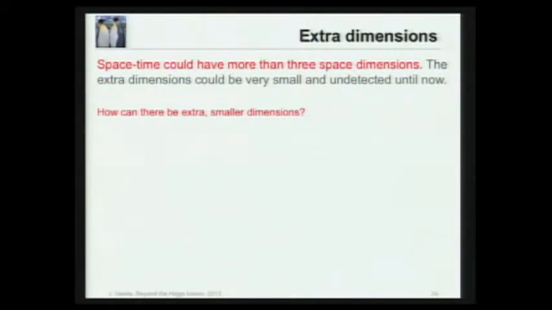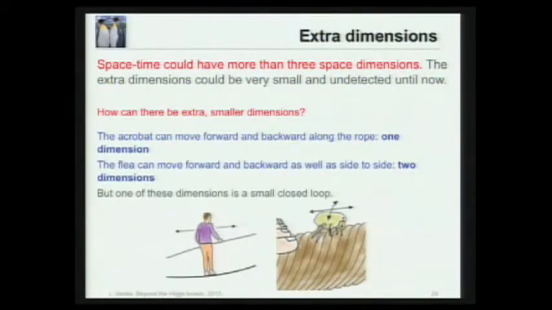Now, another type of theories that people are pursuing are these extra dimensions. Space-time could have more than three space dimensions, and these extra dimensions could be very, very small and would have remained undetected until now. Now, how can there be extra smaller dimensions? One way to understand this is these examples. This acrobat can move forward and backward along the rope. He is walking on this rope, and he can move in one dimension. He has just one dimension of movement.